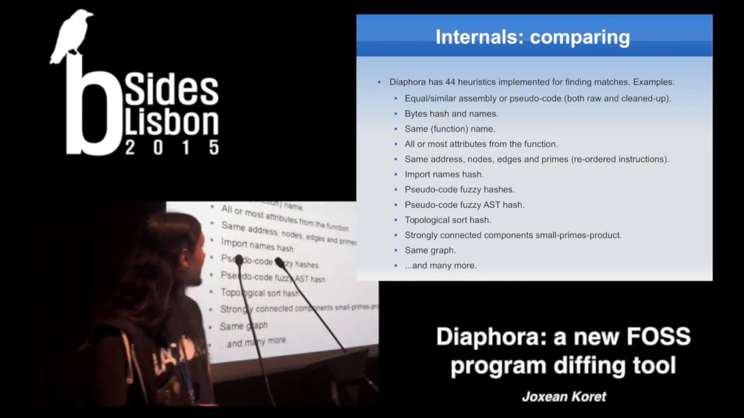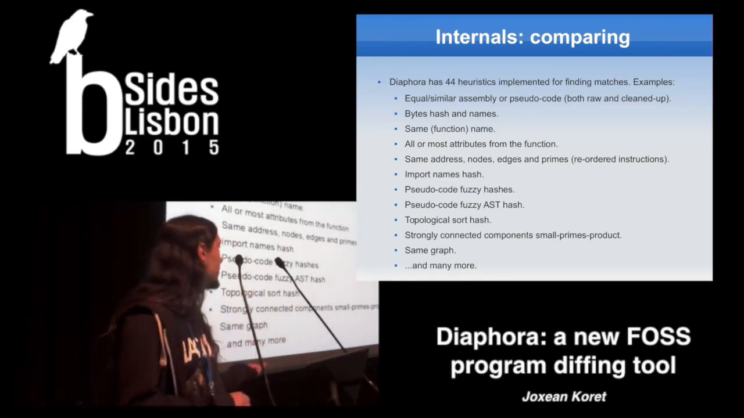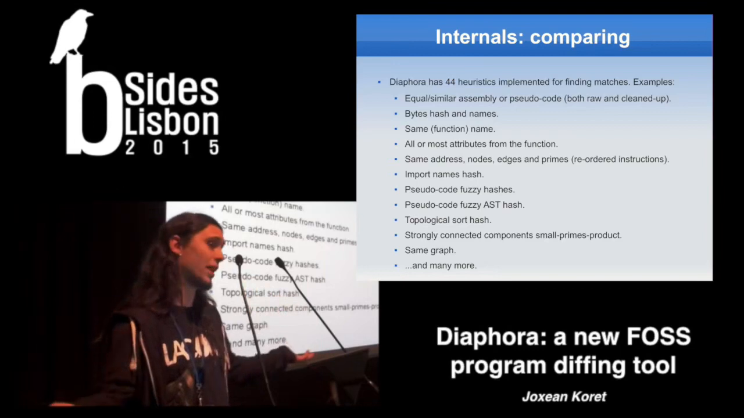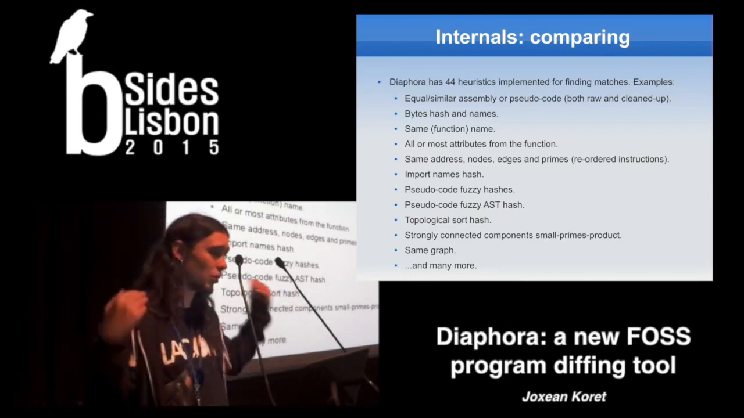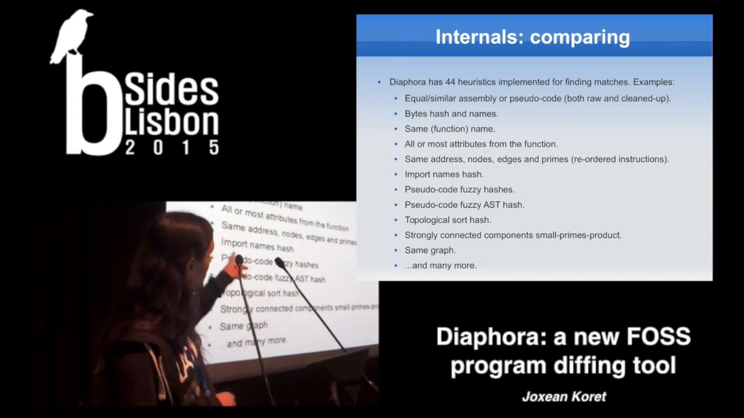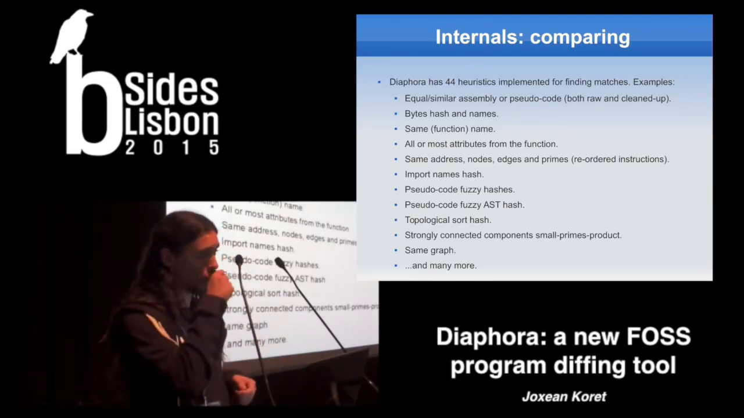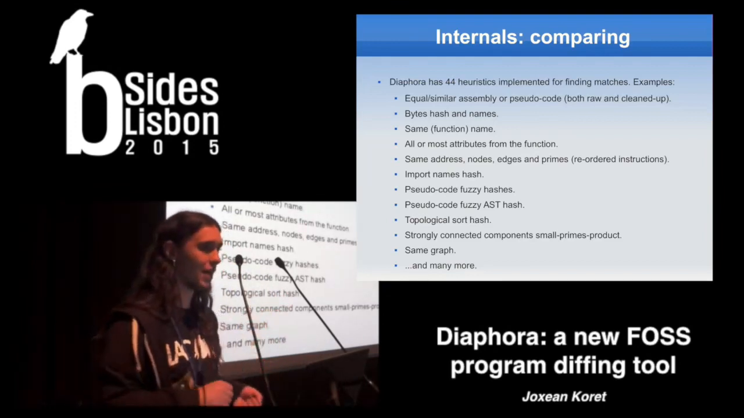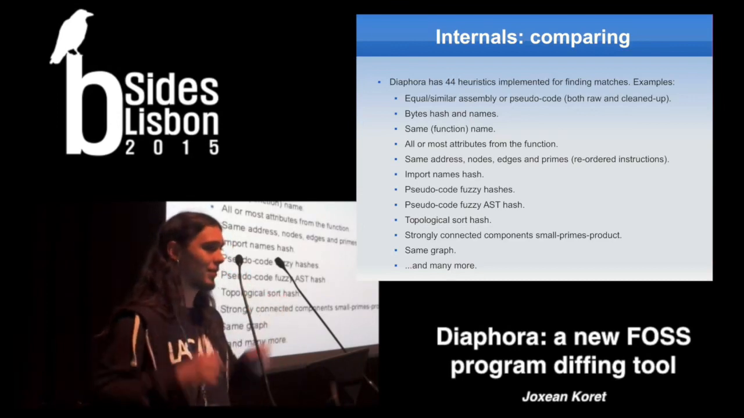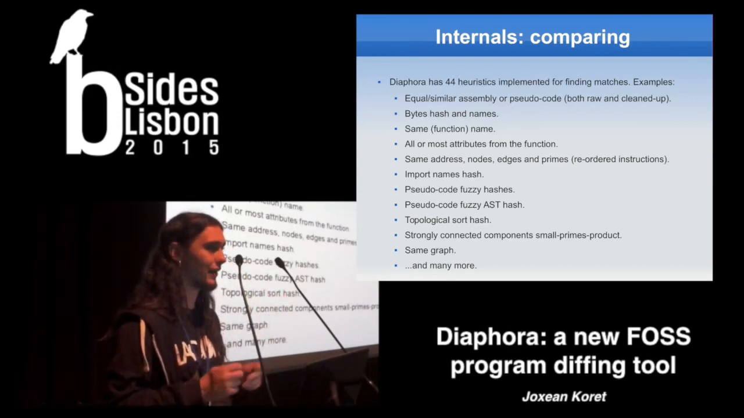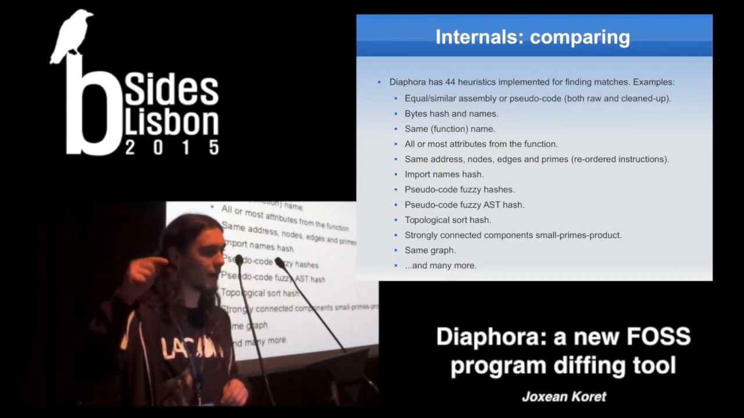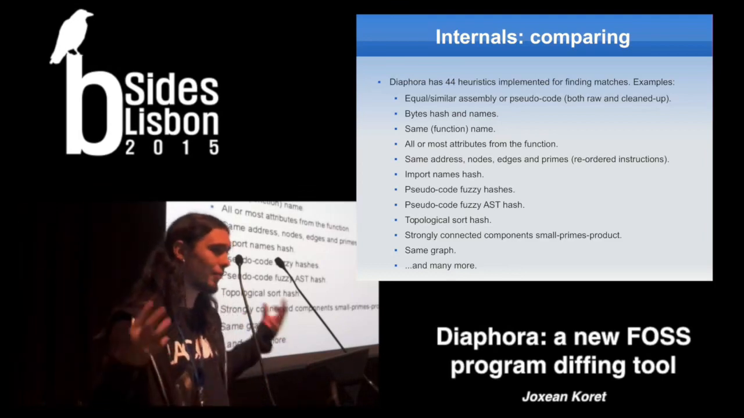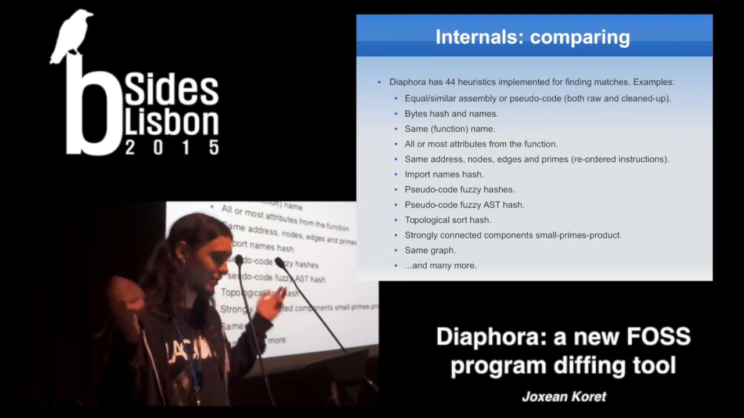Some examples are equal or similar, both assembly or pseudocode. It means if the assembly in the two databases is the same, we have a match. If the assembly is different, but the pseudocode is the same, we have a match. And also, I do it with raw. With raw, I mean the assembly as you get it from IDA, or the pseudocode as you get it from IDA, and cleaning it up. For example, if you have expressions like, I don't know, offset, OFF, underscore, some address, I simply remove all of those parts and then compare with the cleaned up version.